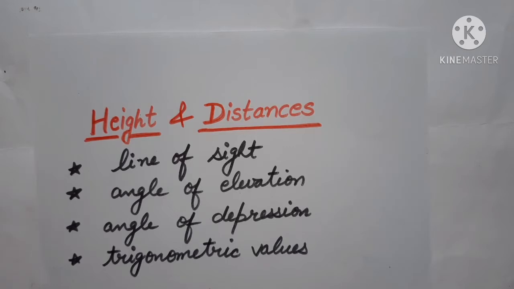Hello students. In the previous chapter, Introduction to Trigonometry, you have studied trigonometric ratios. In this chapter, you will be studying some ways in which trigonometry is used in the life around you. We will see how trigonometry is used for finding the heights and the distances of various objects without actually measuring them.